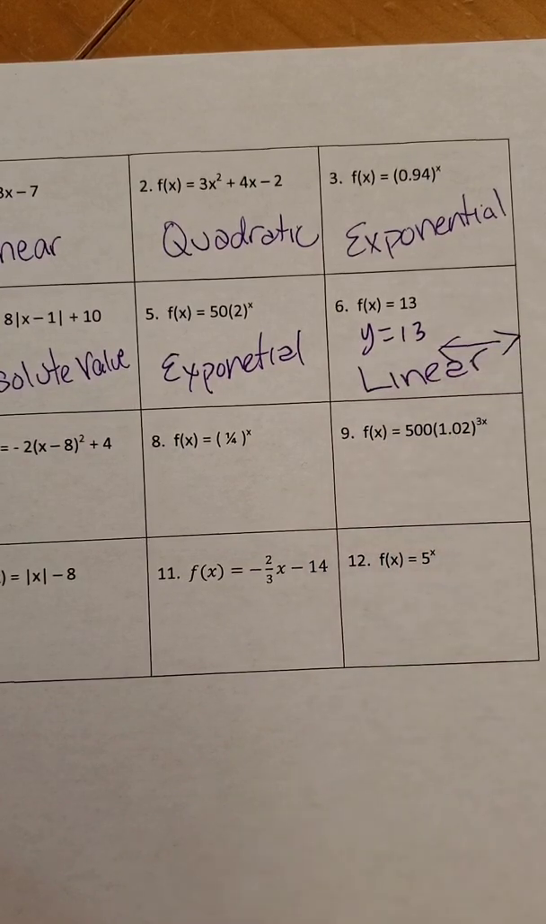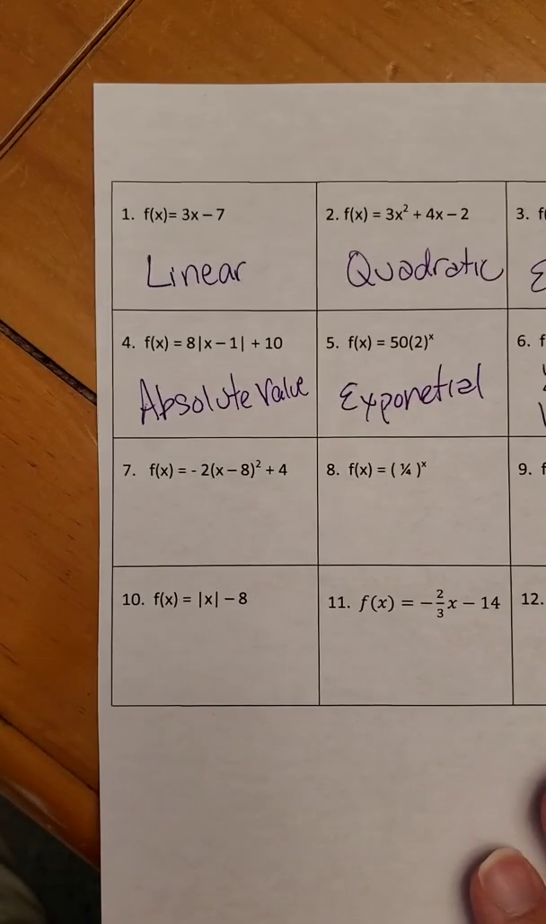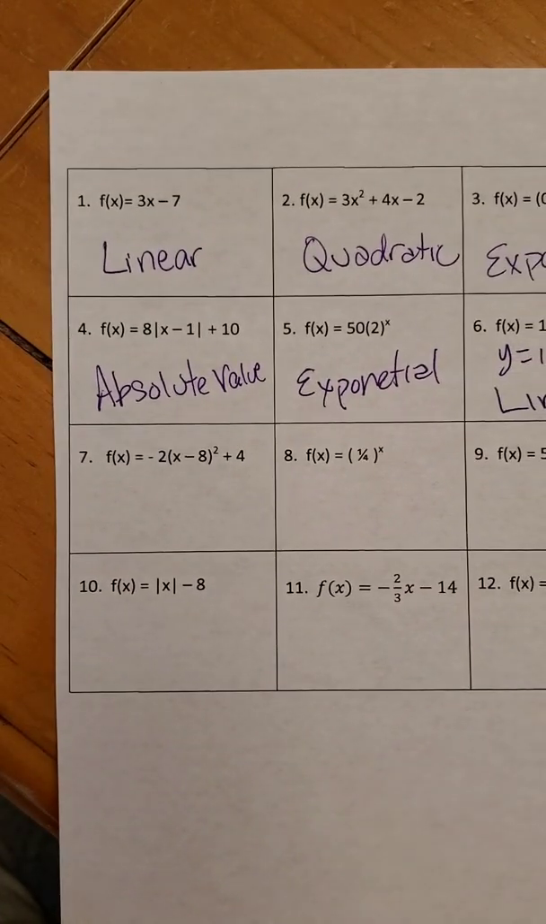Okay, who wants to be next? Aiden, you're up. What do you think about number 7? What kind of function is number 7? Yeah, the squared is a giveaway. It's quadratic. Anytime there's an x squared, quadratic.